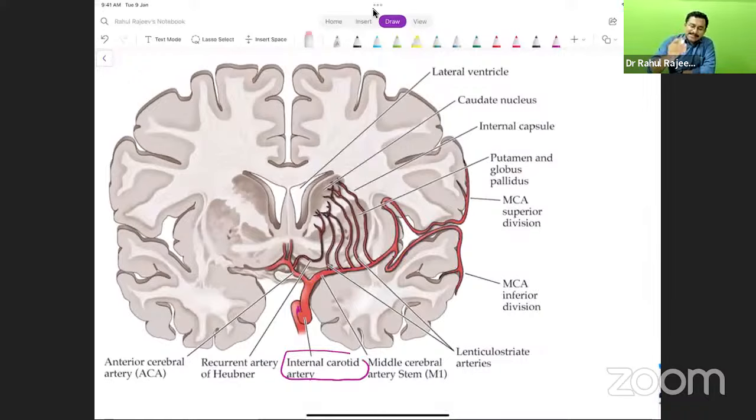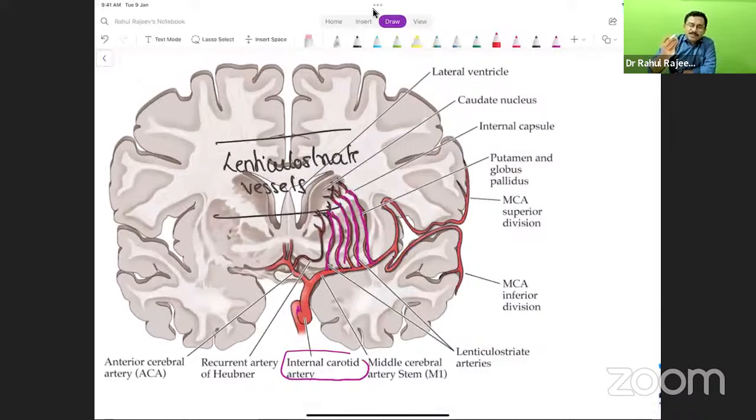My dear students, please understand that the blood supply of the internal capsule is from the middle cerebral artery predominantly, not entirely, but predominantly. In the region of the internal capsule, you can see that from the MCA there are certain small vessels which are coming. These small vessels which originate from the middle cerebral artery are known as lenticulostriate vessels. These lenticulostriate vessels are the ones which supply the internal capsule.